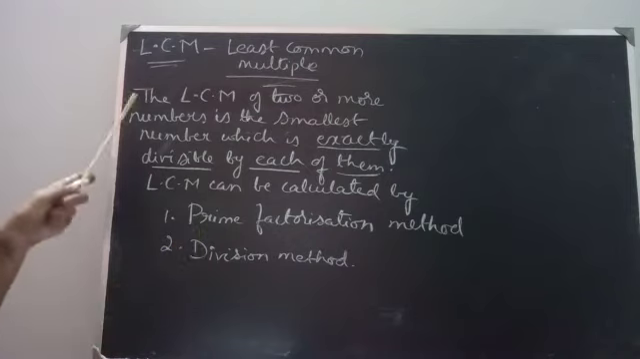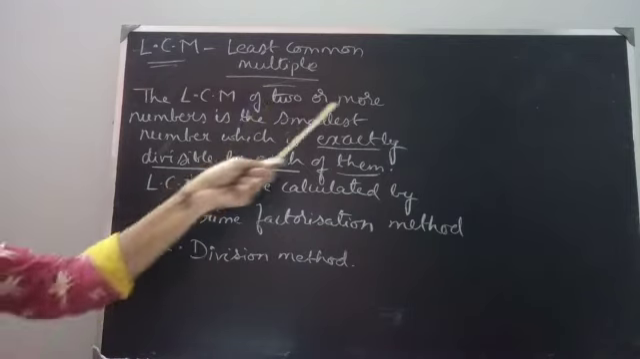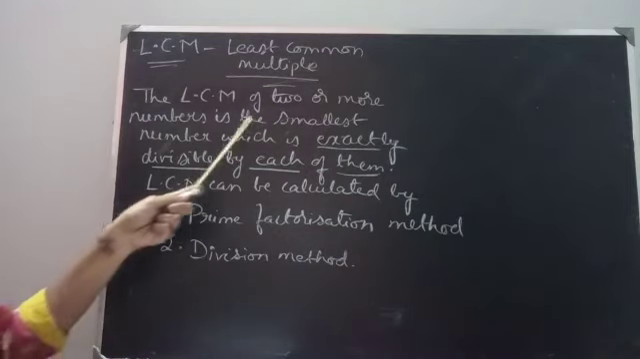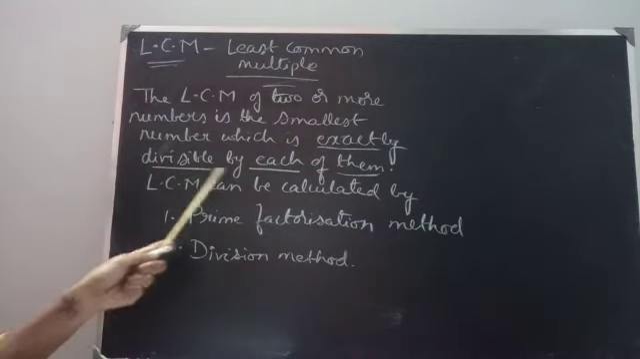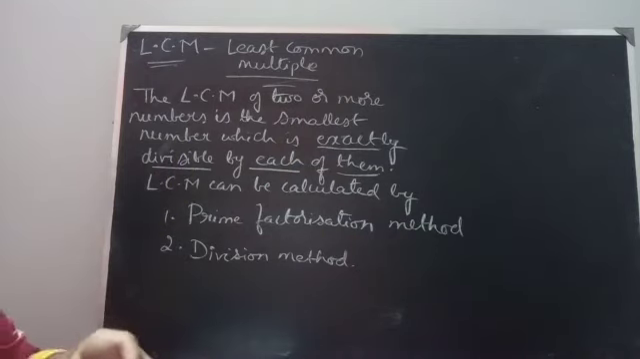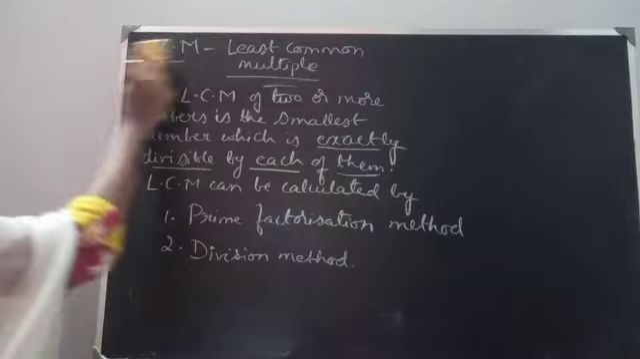Okay, so what is LCM? The LCM of two or more numbers is the smallest number which is exactly divisible by each of them. Okay, let's see a problem. Remember the word exactly divisible.